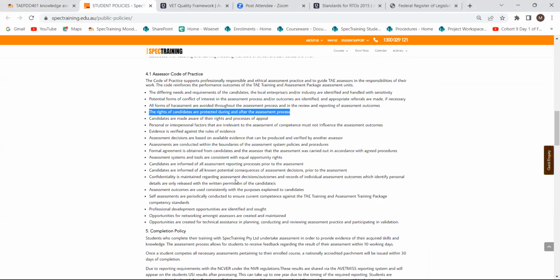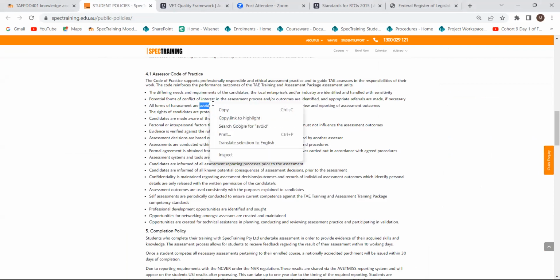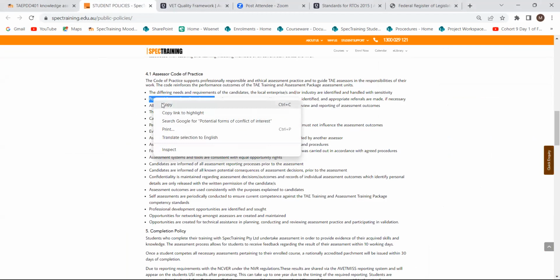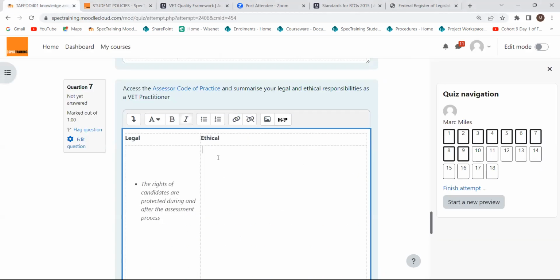But if we come over here, we could actually look through here, and we could say that assessment decision based on available evidence. Let's find. Okay, cool. So potential forms of conflict of interest. All right. So conflict of interest. Well, that would possibly be more of an ethical one. Okay, so we could drop that one in there. All right, so what you're going to do is you're going to read through the code of practice there and find which one is which, and then drop them in there.